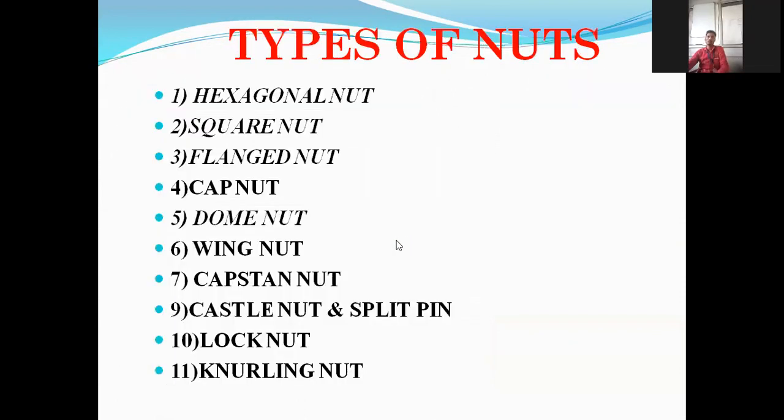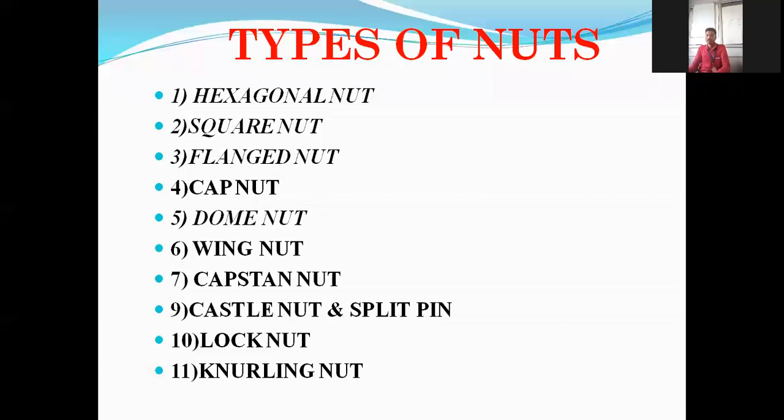So these types of threads we have seen. After that, we have started types of nuts. And in that, we have seen these many types of nut. How many types are there? You are observing on the screen right now. 11 types are there.